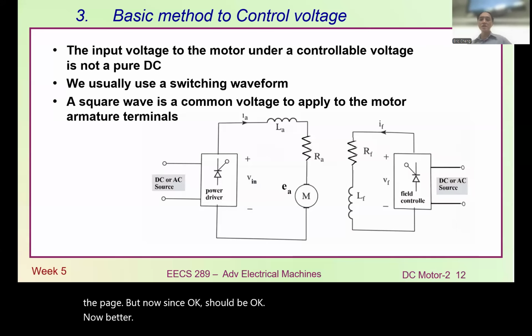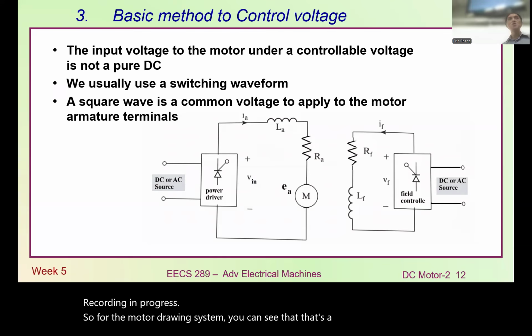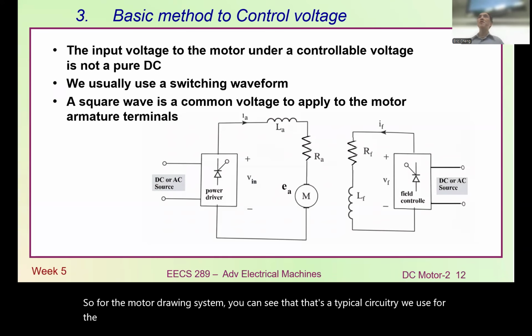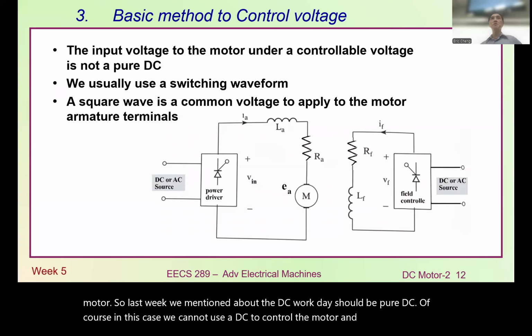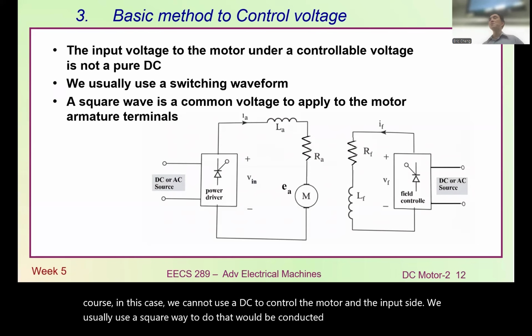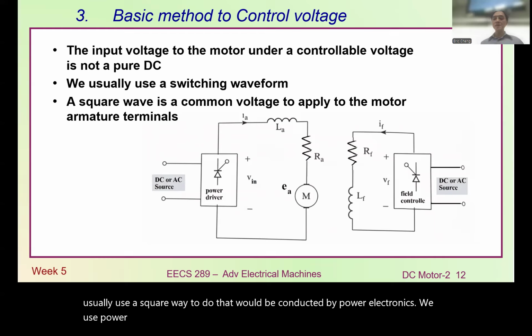So for the motor drive system, you can see that's a typical circuitry we use for the motor. In the front end here, we have the square wave applied to the motor. Last week we mentioned the DC voltage will be pure DC. Now, of course, in this case, we cannot use a DC to control the motor. On the input side, we usually use a square wave to do that. That will be conducted by power electronics. We use power electronics to produce a square wave on the input side.